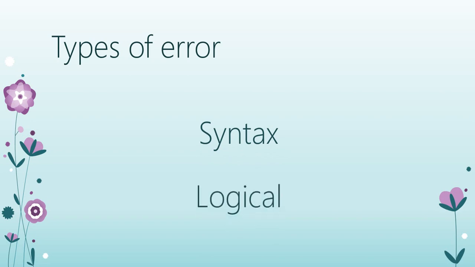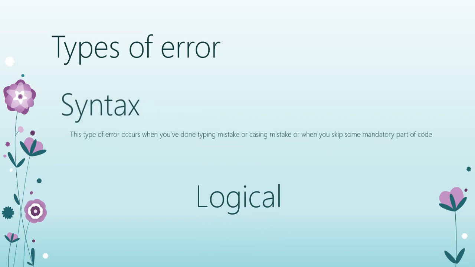A syntactical error occurs when you make a typing mistake, skip something, or make case sensitive mistakes. Let's say you have written something in a way it should not be written. When you encounter a syntactical error, you can notice in Visual Studio that the particular line of code is highlighted with a red line. That represents a syntactical error, and you can resolve it directly, since it can be caught without running the program. It is easier to resolve than logical errors.